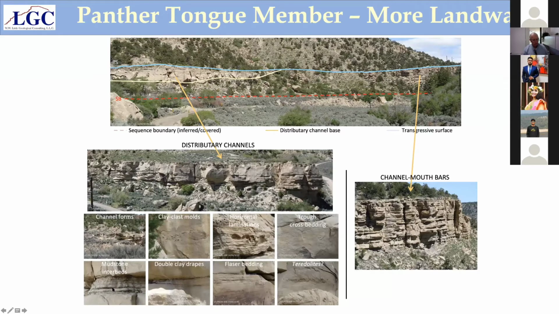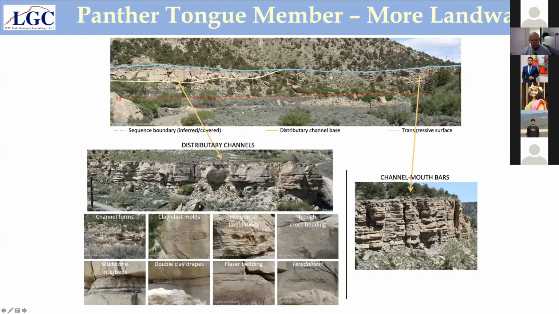We talked about wavy and lenticular bedding yesterday. So here we're going from, this is almost flaser at the bottom, becoming more lenticular toward the top. Double mud clay drapes, which is indicative of tides. There's a little bit of flaser bedding right here. This one has another trace fossil. It's a little bit hard to see in this photo. It's right in the middle, called Teredolites, which is also indicative of tidal influence.